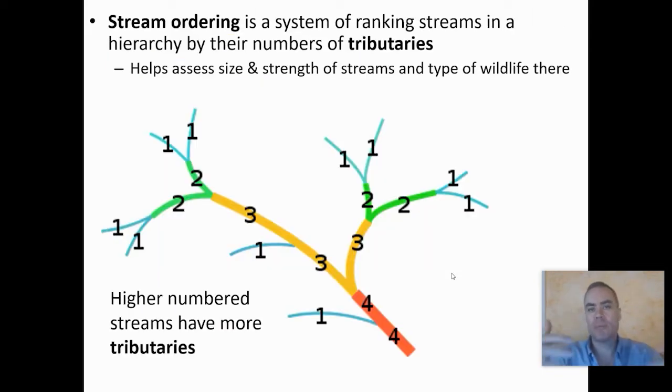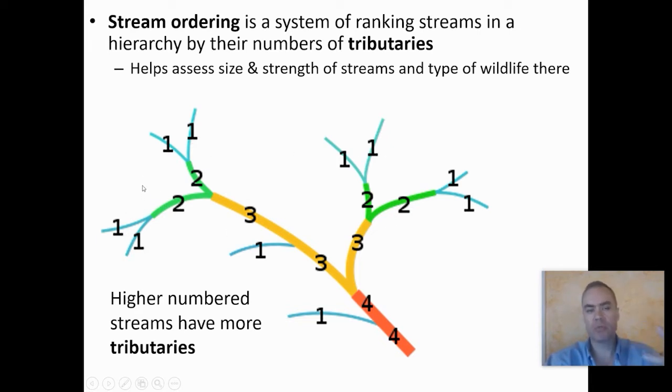Hydrologists have come up with a system of ranking streams according to their numbers of tributaries, and that's called stream ordering. You see in the picture, this is a stream order diagram, and basically the smallest streams, little creeks that have no tributaries of their own, nothing else flows into them, they get ones on stream ordering. And so all these little ones are on the outside.